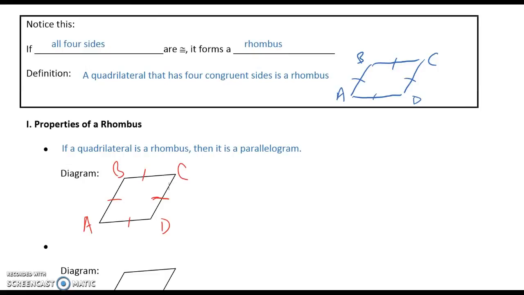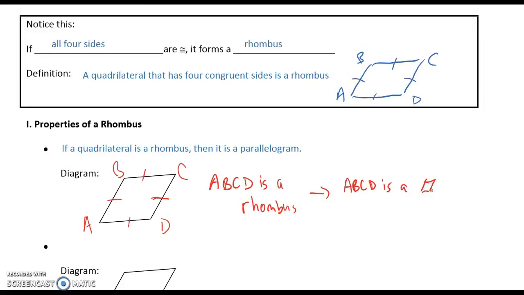So if you look at this diagram, again, I can tell it's a rhombus because of these four congruent sides. Or I could tell you in words, right? ABCD is a rhombus. And if we know that, then we know ABCD is also a parallelogram.